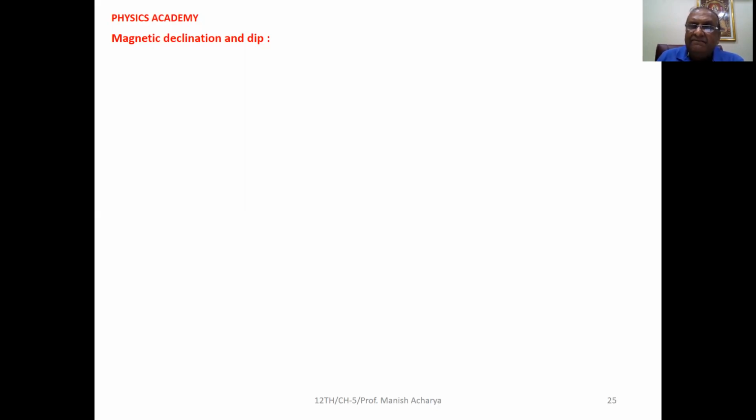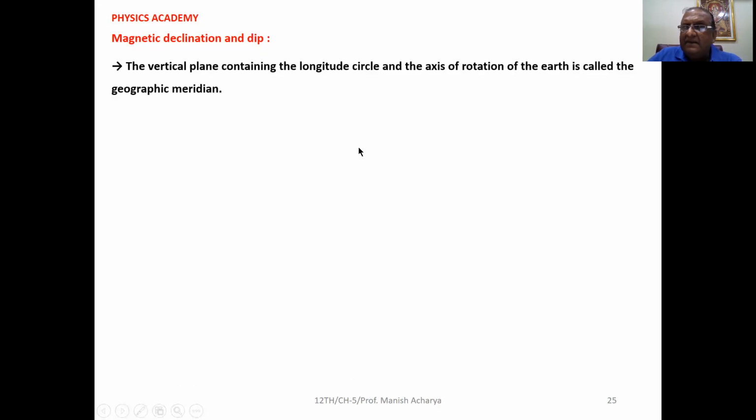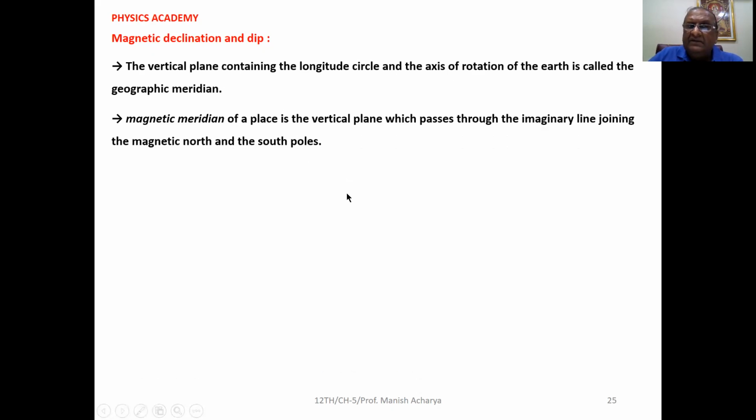And if we find out all these things, then we will get the perfect idea about the direction and magnitude of Earth's magnetic field at a particular position. Now, first of all, we have to discuss magnetic declination and dip, these parameters for the Earth's magnetic field. First of all, we have to understand the geographic meridian and magnetic meridian. Geographic meridian means the vertical plane containing the longitude circle and the axis of rotation of the Earth. That is called the geographic meridian. Then the magnetic meridian is the vertical plane which passes through the imaginary line joining the magnetic north and south poles. Clear the idea?